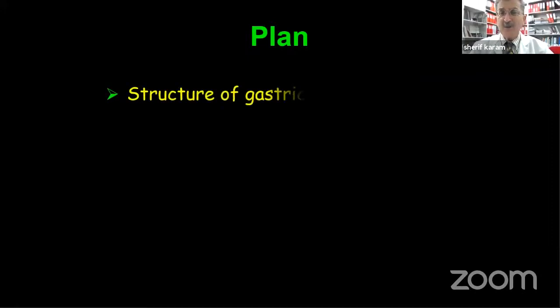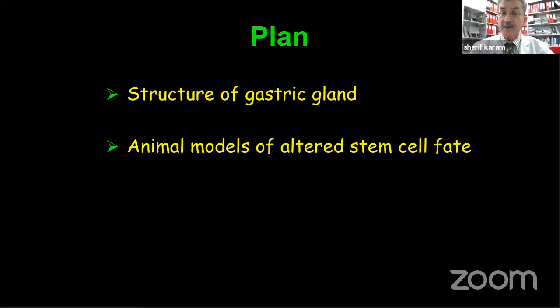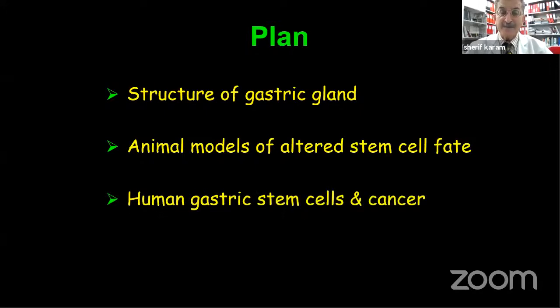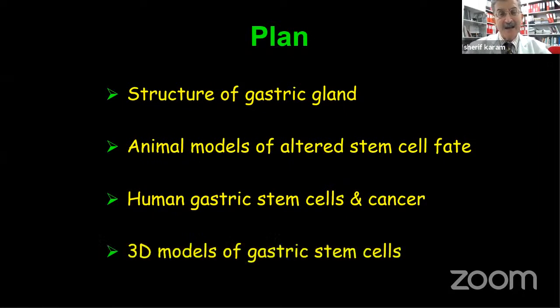Now, the plan of my presentation will be talking about the structure, or the morphology, or the anatomy of the gastric gland. Just a kind of introduction about the cells which are found in the gastric gland. And then I will tell you a little bit about an animal model in which the biological features of the stem cells were altered. And this led to very, very interesting results, which I will share with you today. And then I will tell you about our efforts, or our studies, on the human gastric glands and the hypothesis of the stem cell origin of cancer in the stomach. So, if there is time, I will also talk about the 3D culture model system that we have developed for gastric stem cells.